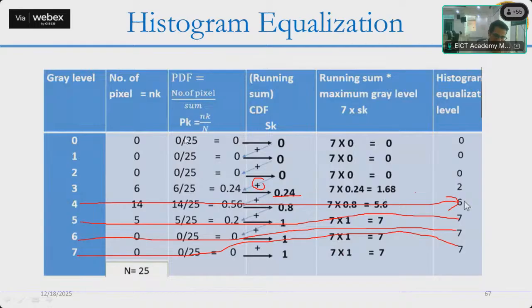Now can somebody explain what is going on? So what we are doing here is basically the PDF, probability distribution function. It is the number of pixels upon the sum. Actually, we are normalizing it. It is 0 upon 25, total value it is 0. 0 upon 25 it is 0. For the second one, 0 upon 25 it is 0. It is 6 upon 25, equal to 0.24. It is 14 upon 25, equal to 0.56. It is 5 upon 25, it is 0.2. 0 upon 25 is 0.